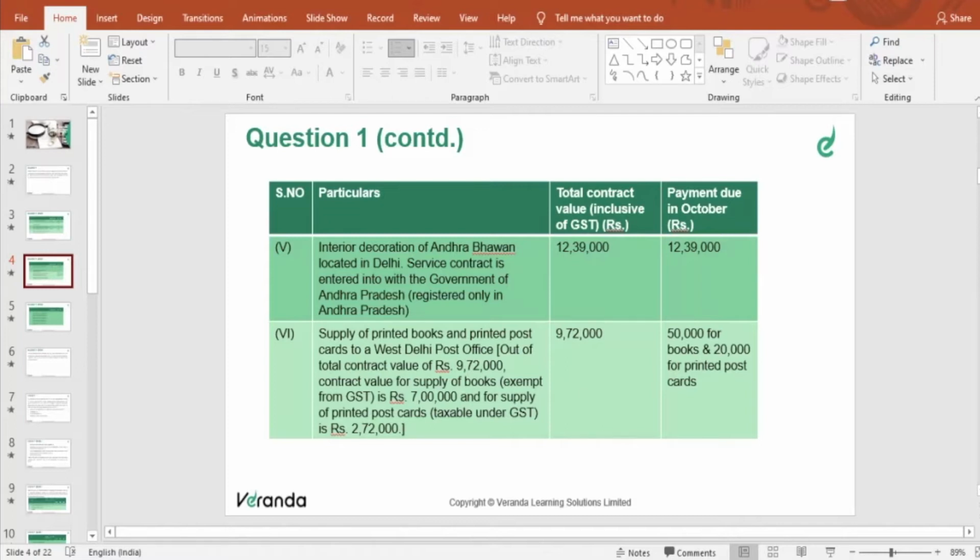So tell me, first of all, will the provisions of Section 51 attract? First, we need to deduct the exempted goods from the total value, which is 9.72. If we reduce, then our net value will be 2.72, which, if we remove the GST part, then the total value will be less than 2.5.